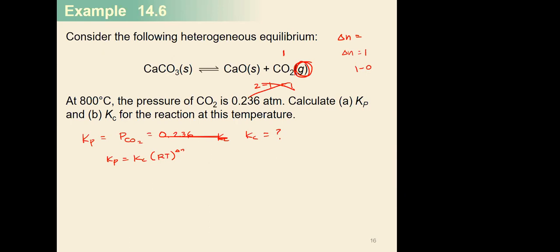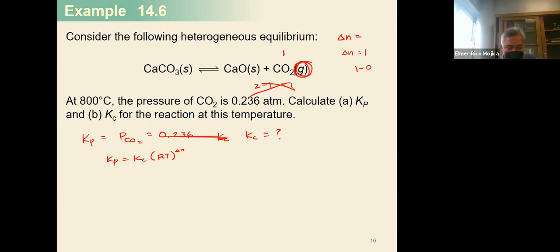Yes. This is the source of confusion. Where did we get the 1? Because 2 minus 1 is equal to 1. But it was clear that the delta n is just the difference of the gas products minus the gas reactants, the number of moles that they have. Clear?